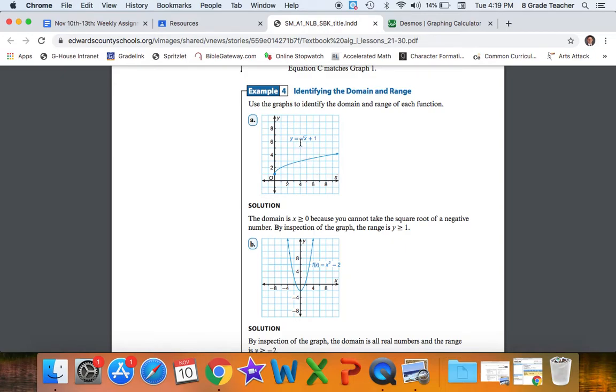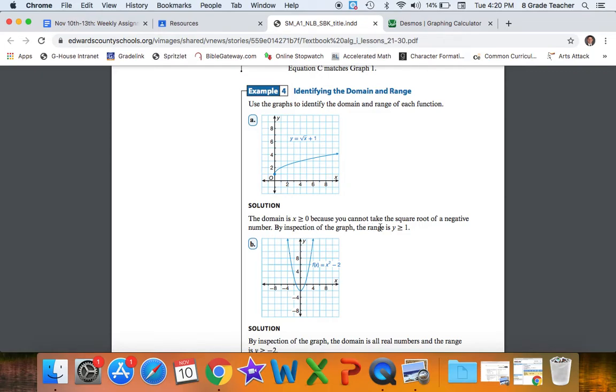In example A, you've got y equals the square root of x plus 1. The domain is x is greater than 0, because there's nothing that can go to the left of this value being negative. You can't have a negative value underneath your square root. You have all positive numbers, so that's why it says x is greater than 0 if it's going to be all positive values.